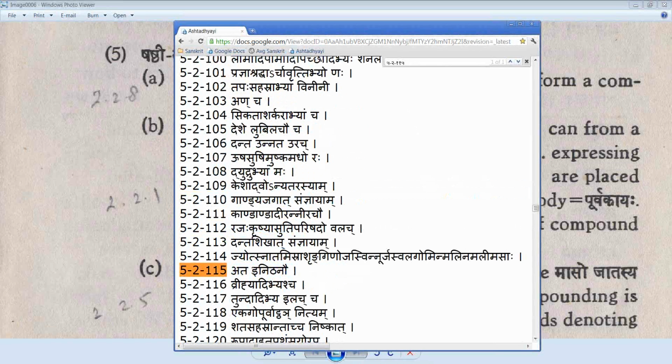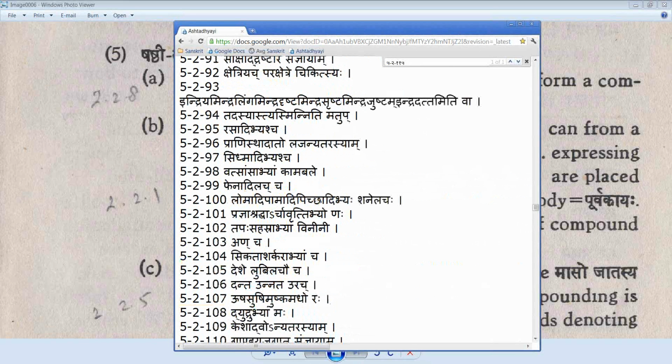This ini comes from the sutra ata ini thanau, because ini can only be added when the pratipadikam ends in a hrasva akara. Ekadesha ends in a hrasva akara, so we can add the pratyaya ini in the sense of matup. And the sense of matup starts from here: tadasya asti, one who has that.